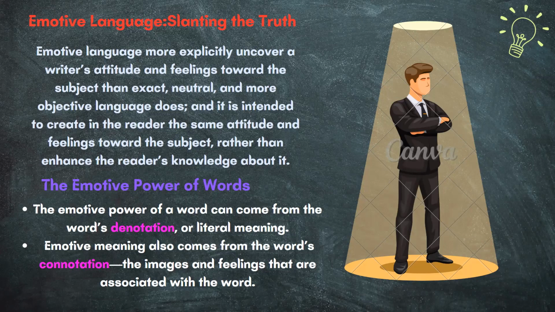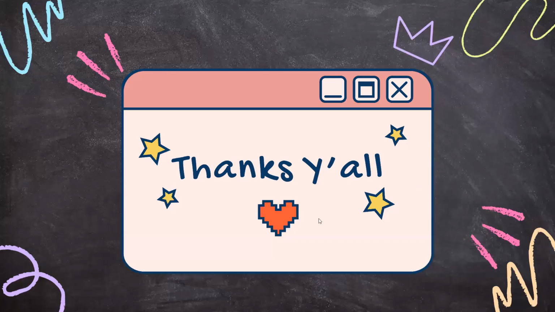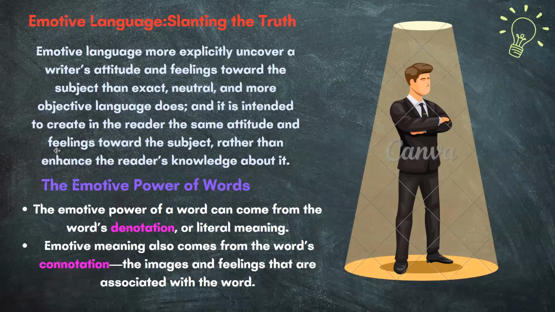The emotive power of a word can come from the word's denotation. Denotation means the literal meaning. There is an example. The boy was passionate, for example. Actually, he was literally pushing people, or literal meaning. And emotive meaning also comes from the word's connotation. What is connotation? There is an example. In Shakespeare's Sonnet 18, the line, "Shall I compare thee to a summer's day?" connotes beauty and serenity. The image and feeling that are associated with the word, we can say. Let's move.